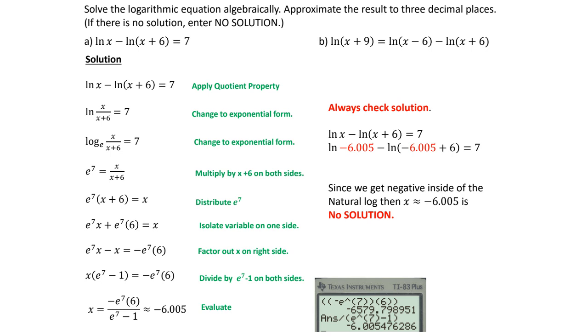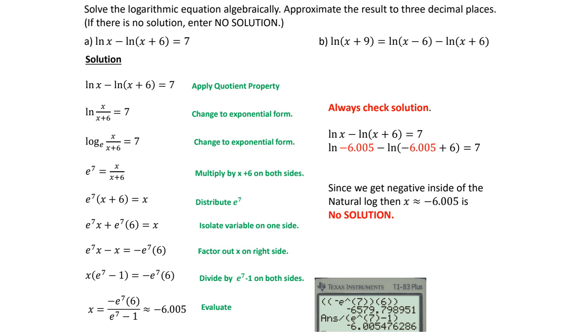So here, I have a log of base e. So the base of the log is also the base of the exponent. So I have a base e. The input of a log is the output of an exponential expression, which is going to be x over x plus 6. And the output of the log is the input of the exponential expression. Okay, so now this is very easy to put in my calculator.